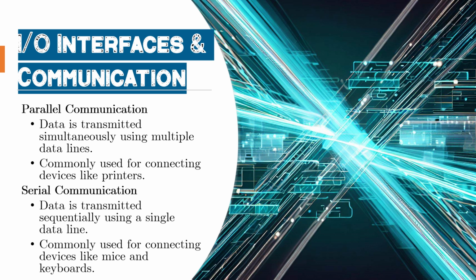Another method is serial communication, where data is transmitted sequentially using a single data line. Serial communication is commonly used for connecting devices like mice and keyboards, as well as for long-distance communication. Serial communication is often slower than parallel communication, but offers advantages such as simplicity and lower cost.